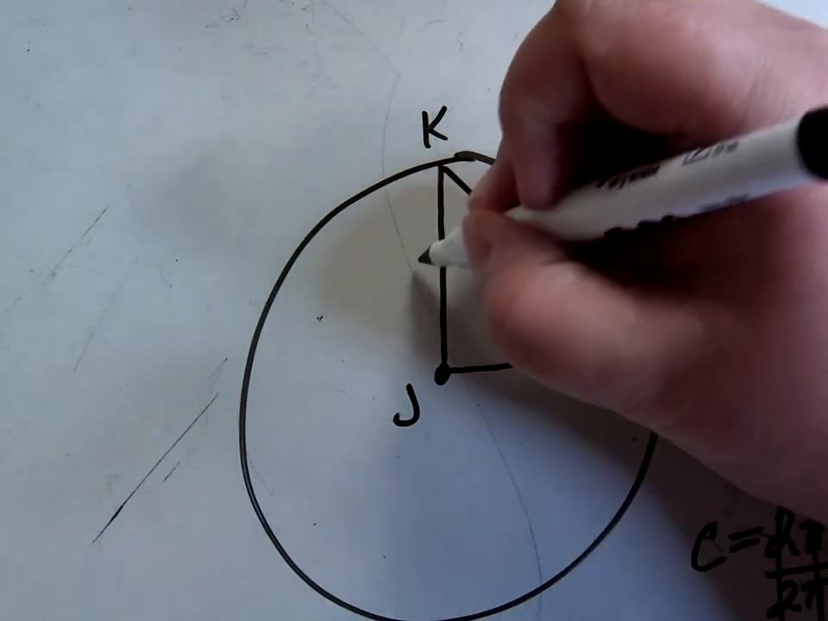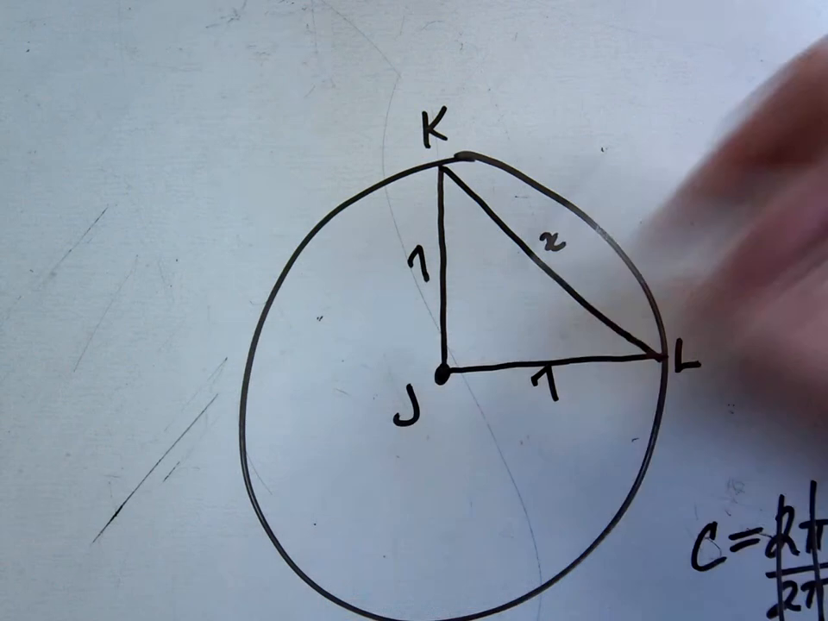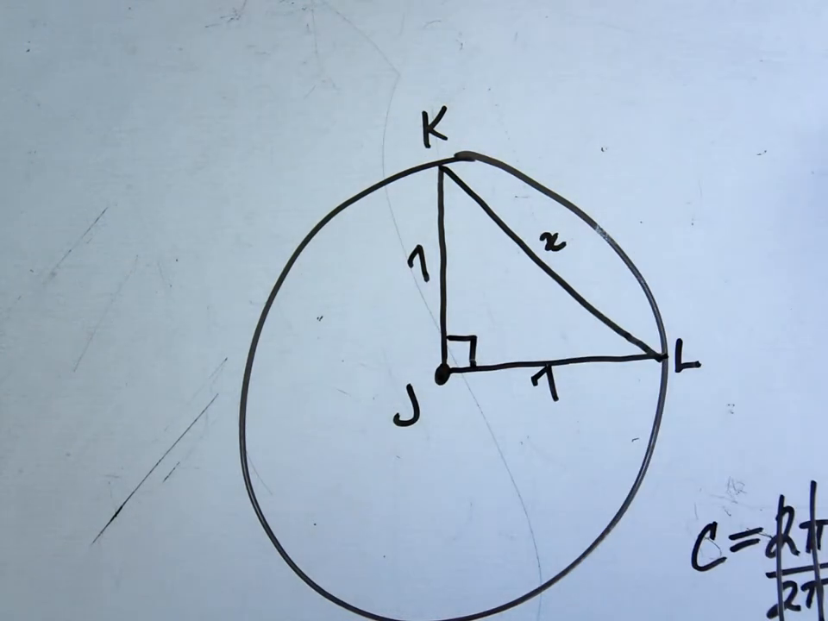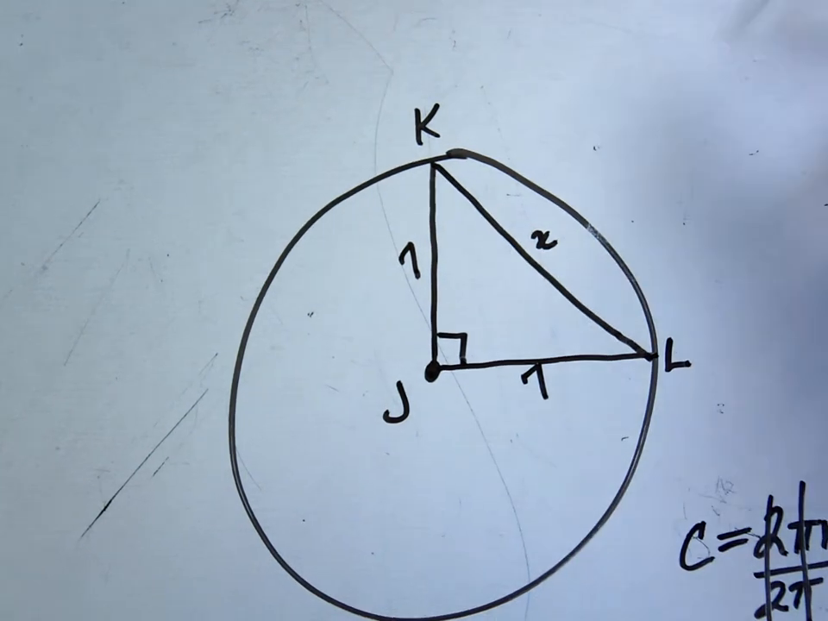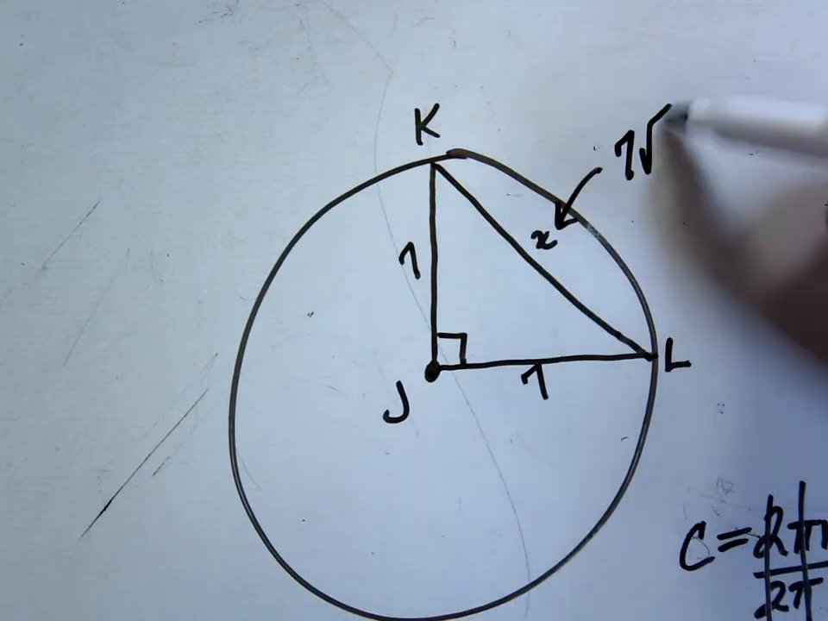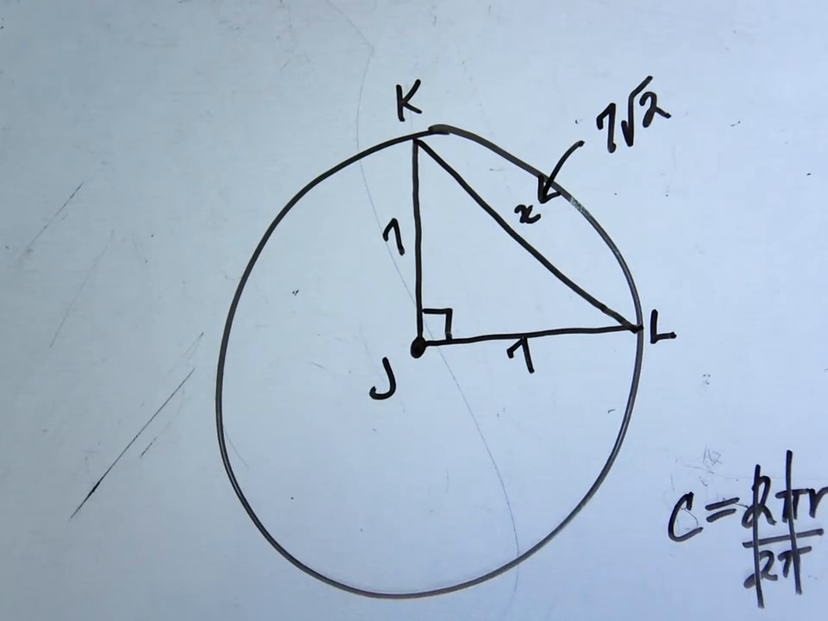So I've got JK is 7, and JL is 7, and that makes it an isosceles right triangle. I forgot this little thing that tells me it's a right angle. So it's definitely an isosceles right triangle, and that means it's a 45, 45, 90, which means you take the leg and multiply it times square root of 2, and that's how we know that x is 7 root 2. It'd be nice if they were all that easy, but they're not. It gets a little harder here.